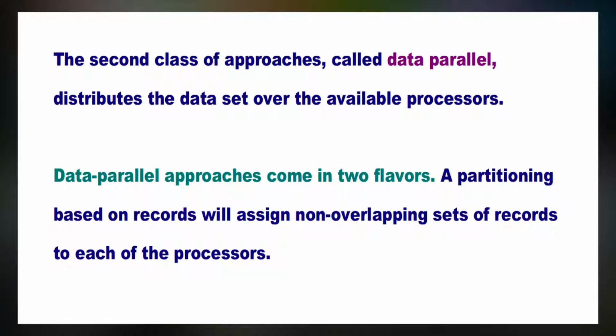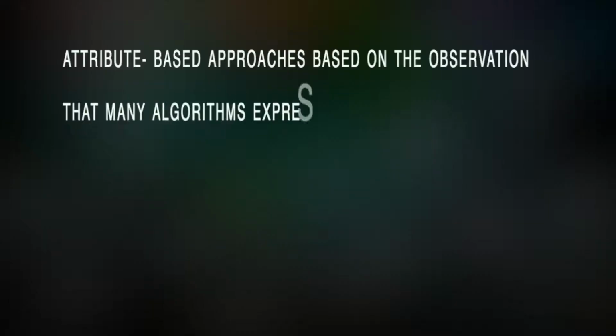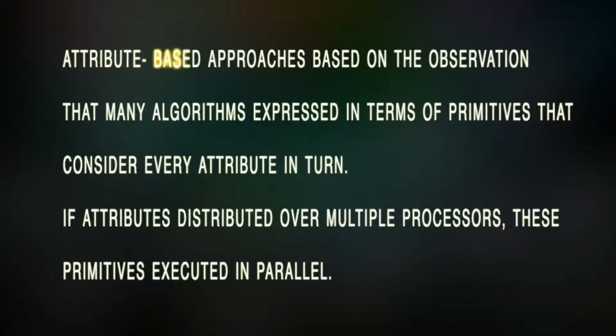The second class of approaches, called data parallel, distributes the data set over the available processes. Data parallel approaches come in two flavors, that is, a partitioning based on records that will assign non-overlapping sets of records to each of the processors. The other method is, alternatively, a partition of attributes that will assign sets of attributes to each of the processors. Thereby, the attribute based approach is based on the observation that many algorithms expressed in terms of primitives will consider every attribute in turn.